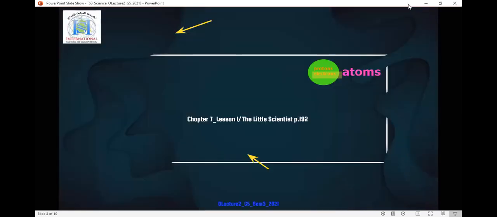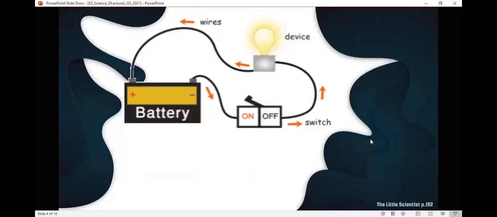So to light up an electric bulb, you will need electricity and you will need a circuit. That's what we call a circuit.